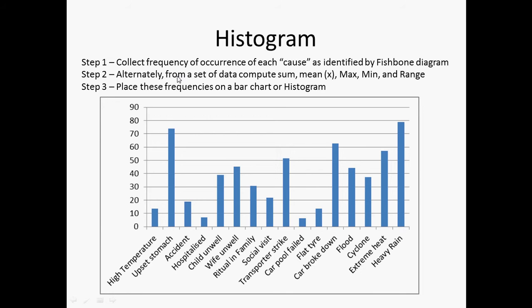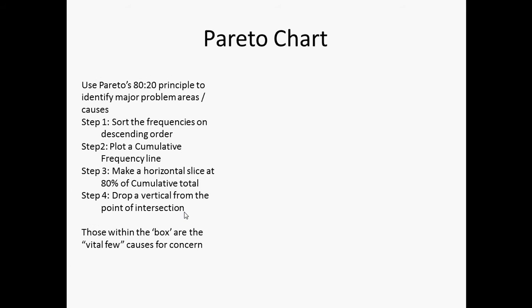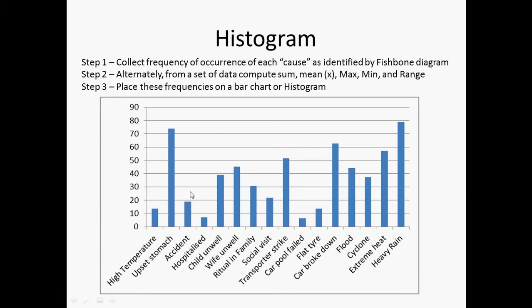Alternately, from a data set I can compute the sum, the mean of x, the max, the min, and from here the range, and then I can make a diagram and place these frequencies on a bar chart, or what is known as a histogram, which we learned maybe in our class 6, 7, 8 middle school.